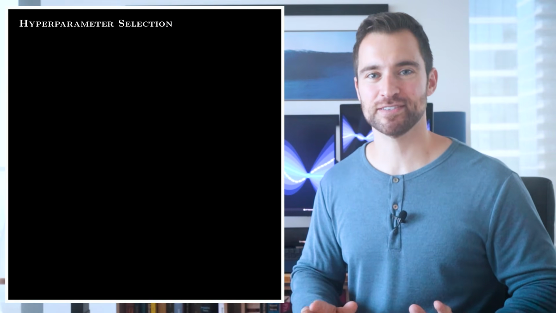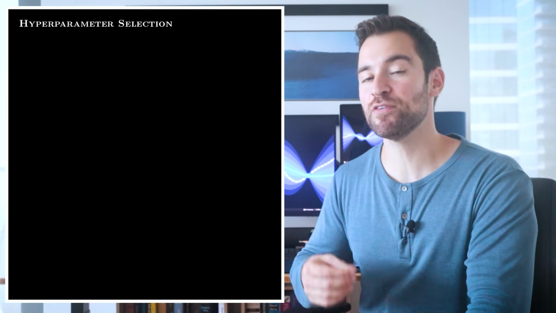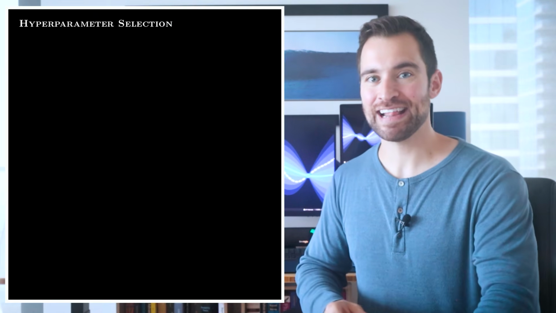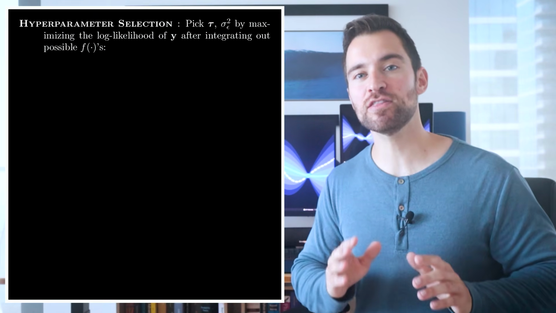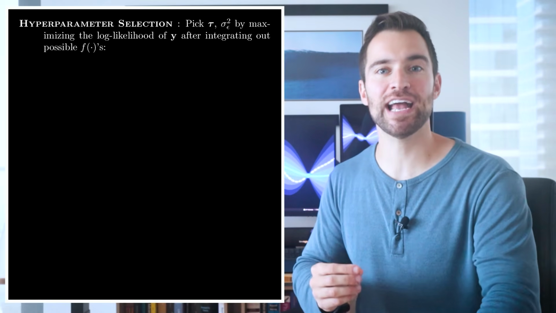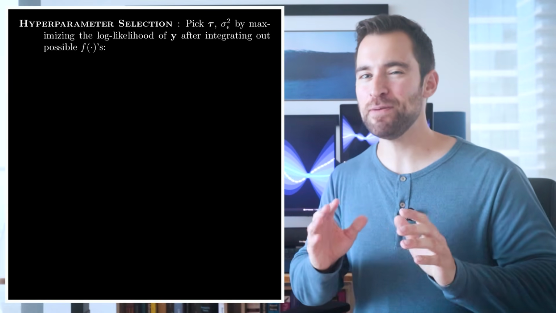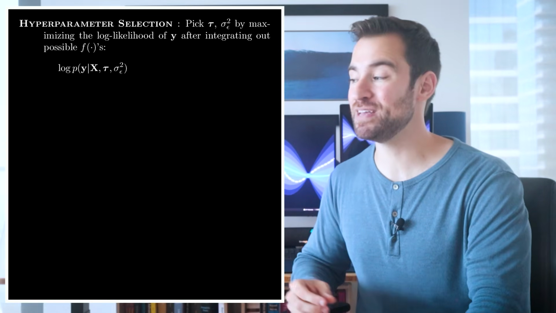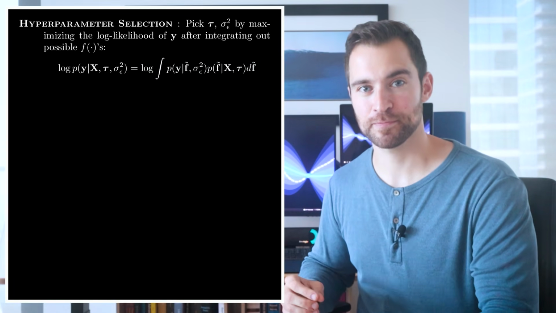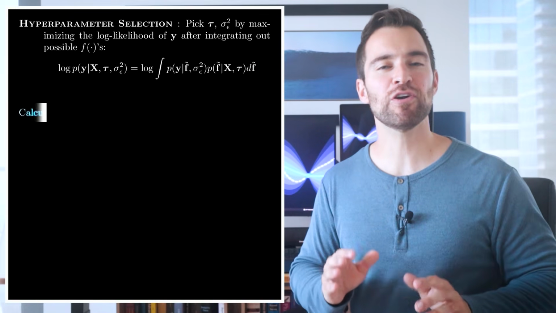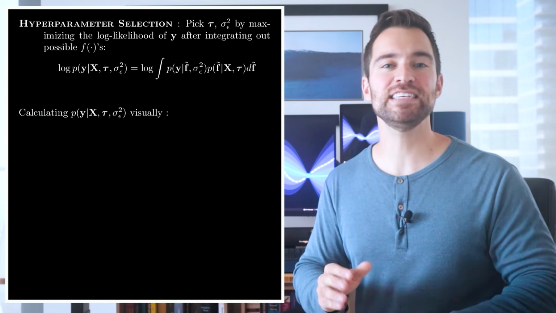Okay, let's stay focused. Remember, our hyperparameters are the tau vector, which determines how the kernel measures similarity, and the noise variance. The idea is to select those which maximize the log likelihood of y after integrating out possible functions. It means we're optimizing this, which, given our assumptions, turns out to be this integral. Now, don't worry about interpreting this equation directly. Let me just show you what it's calculating visually, and then it'll be easy to see why this thing is worth optimizing.